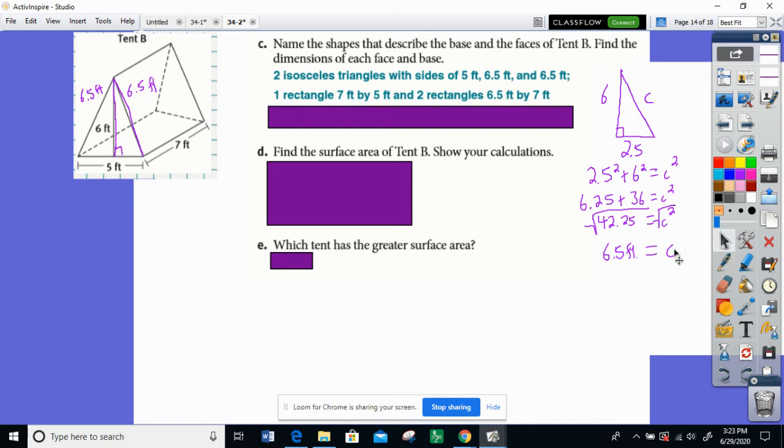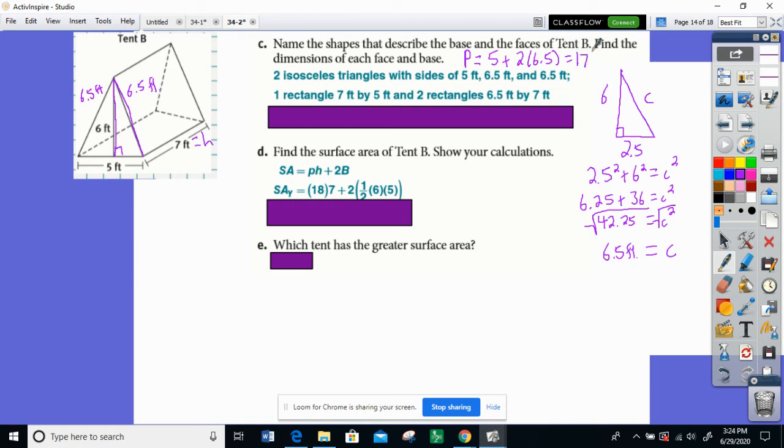So if we want to find the surface area for tent B, that's going to be the lateral surface area, the perimeter of the base times the height, plus 2 times the area of the base. Well, that's going to be a height of 7 feet. They got the perimeter of the isosceles triangle base by adding 5 plus 2 6.5 foot lengths. So that's how they got that 18 feet.